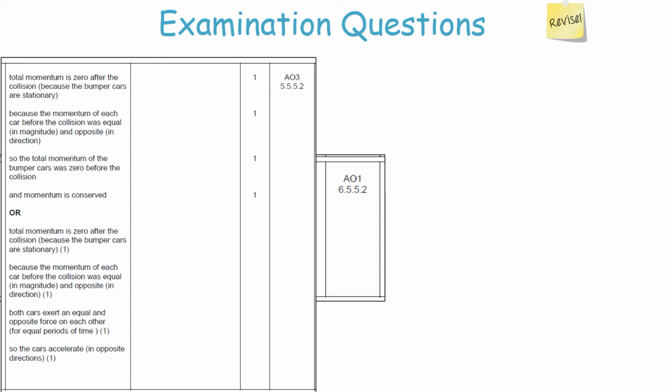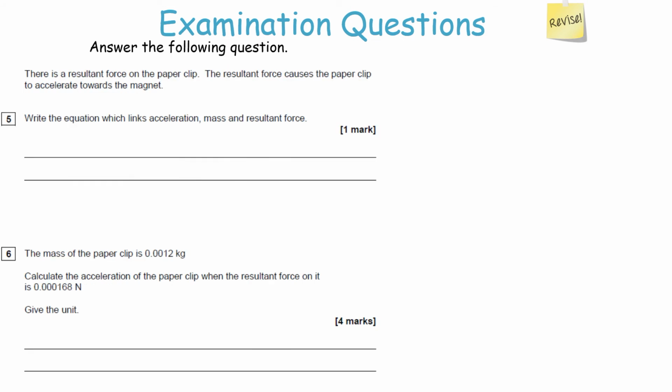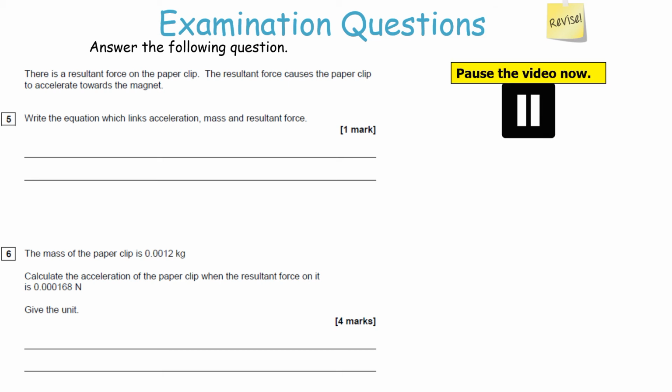Next question. There is a resultant force on a paperclip. The resultant force causes the paperclip to accelerate towards the magnet. Write down the equation that links acceleration, mass and resultant force. The mass of a paperclip is 0.012 kilograms. Calculate the acceleration of the paperclip when the resultant force on it is 0.000168 newtons and give the unit. So pause the video now, then unpause the video when you want to go through the answers.